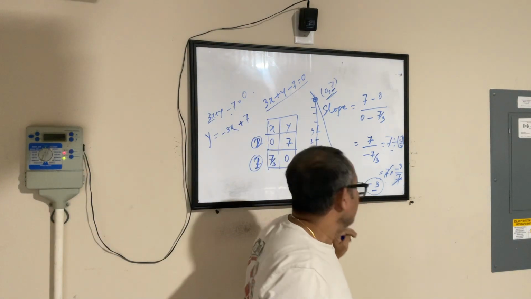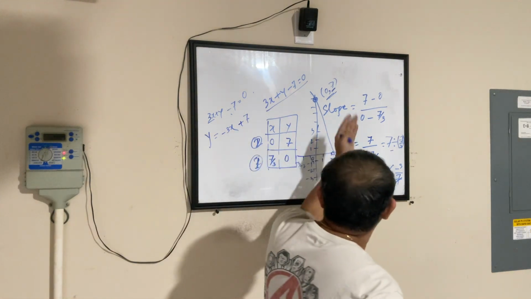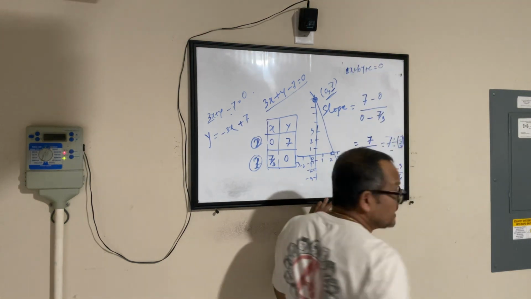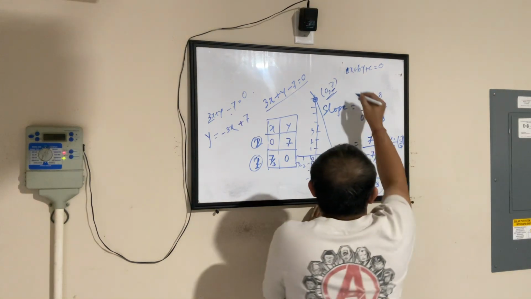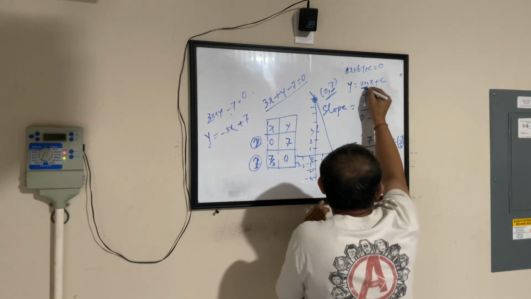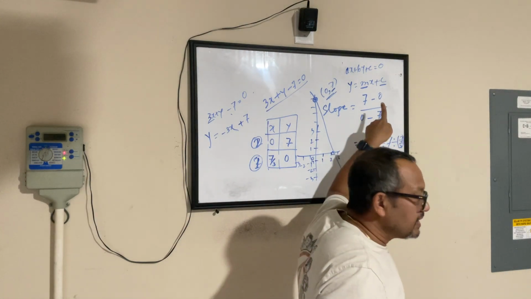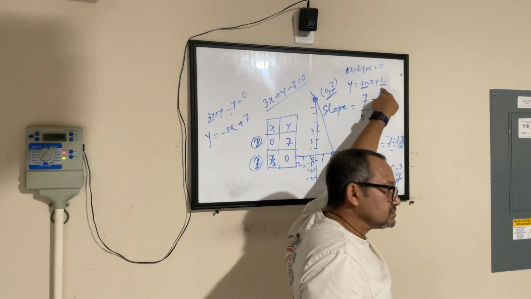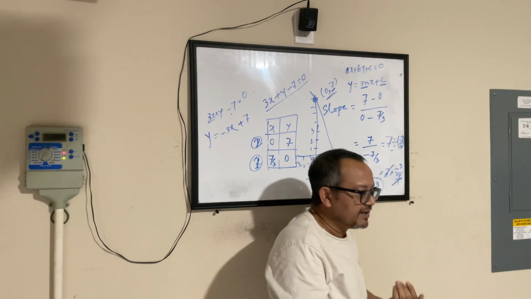Now, there is a standard form for a linear equation called ax plus by plus c equal to 0. There is another standard way you can write it, which is called the y-intercept form, and that is y equal to mx plus c, where m is nothing but the slope, and c is nothing but the y-intercept, meaning the point where it touches the y-axis. That's a standard formula.